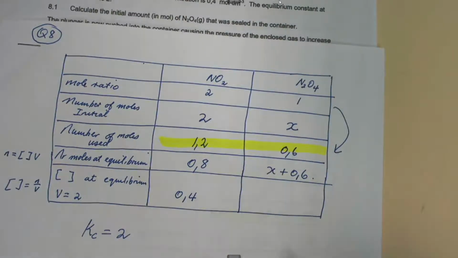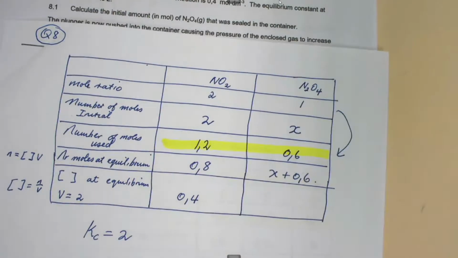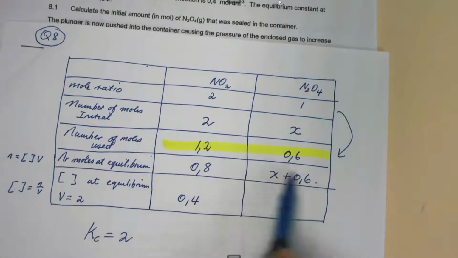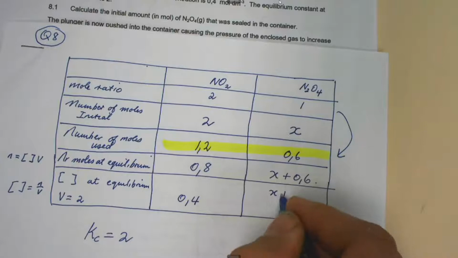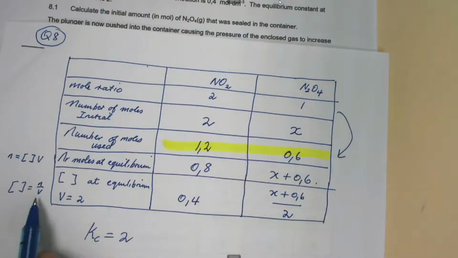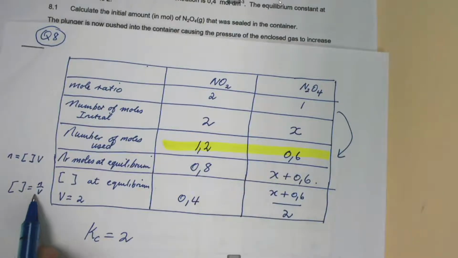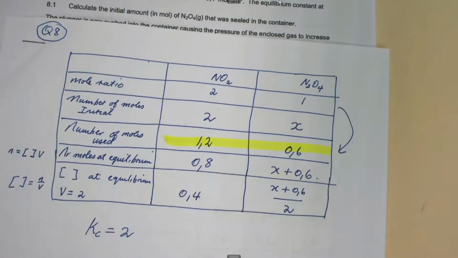Okay, normally we have a 0 there, and then these two will be the same. But now I started with a number of moles of N2O4. Now I can calculate the concentration. The concentration will be X plus 0.6 over 2, because there's my equation. Number of moles, X plus 0.6, divided by volume, which was given as 2, and I have my concentration.